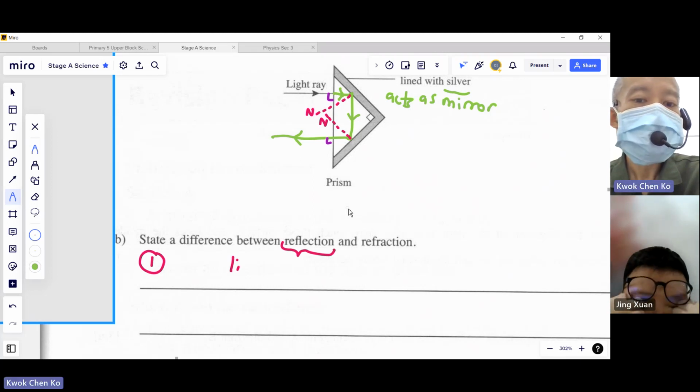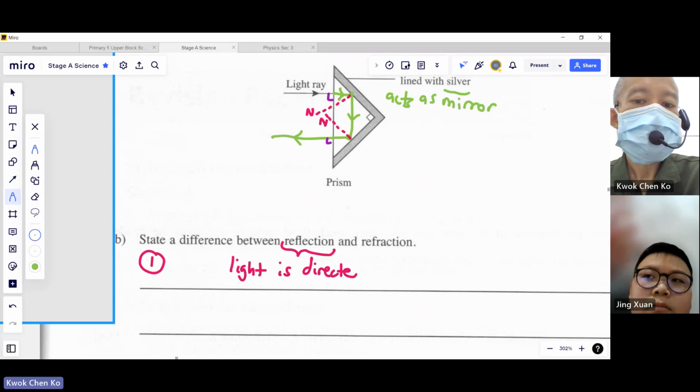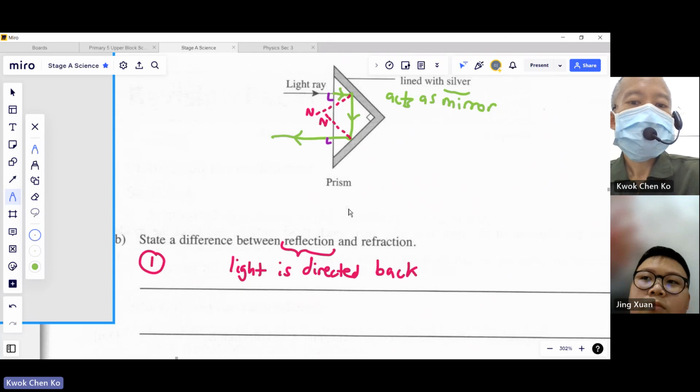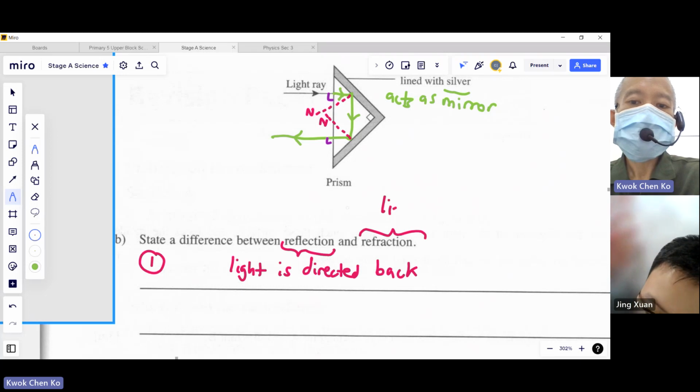Light ray is directed. Whereas refraction, you can use light or light ray, it doesn't matter that much. Light is bent.